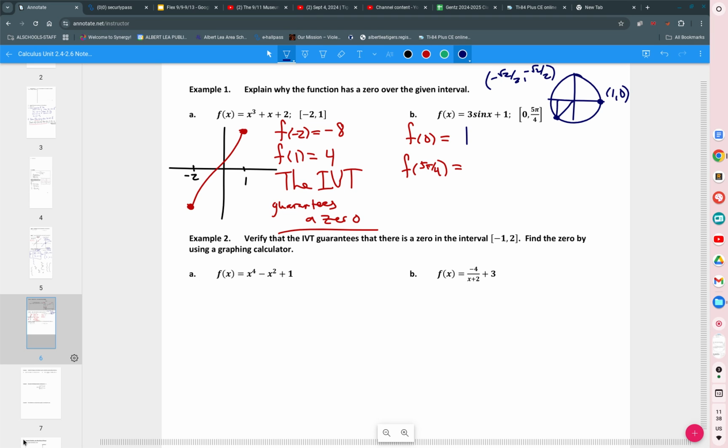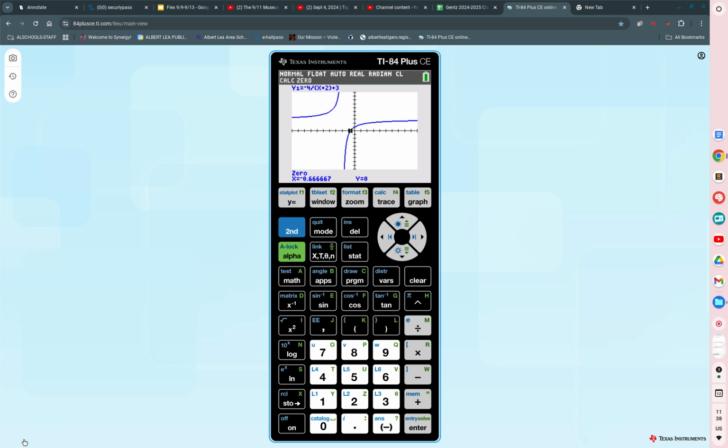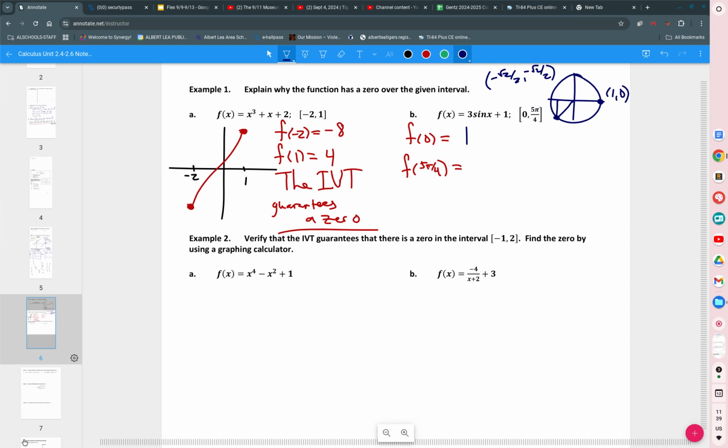Or you could just go to your calculator if you ever get really confused by it. I'm going to type in 3 times the sine of 5 pi divided by 4, and I'm going to add 1 to that result. And that should give me an output, and it does, of -1.12. So in this situation, I started above the x-axis, I ended up below.